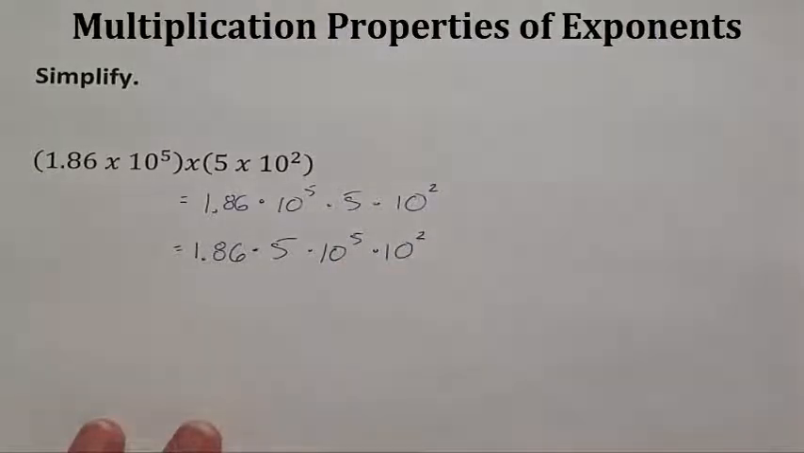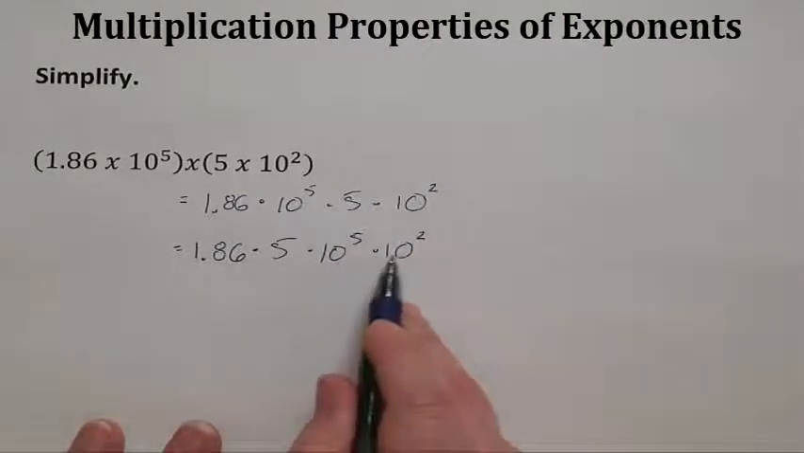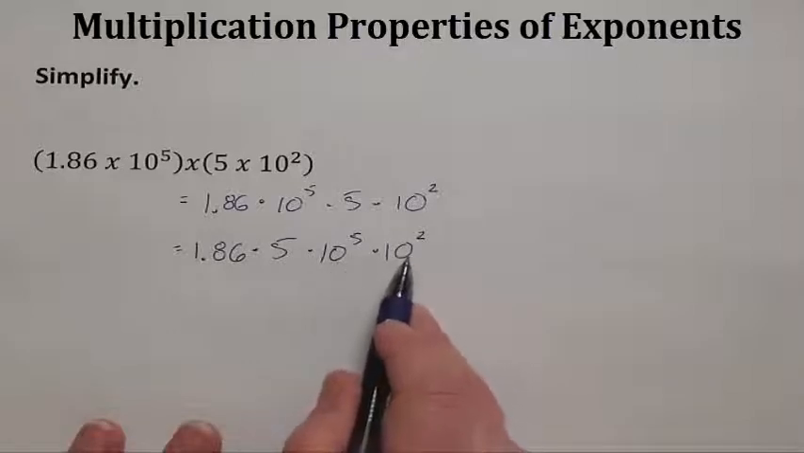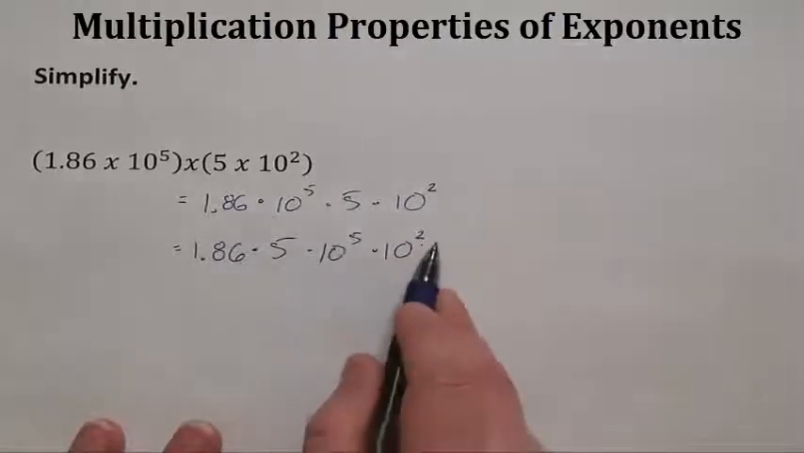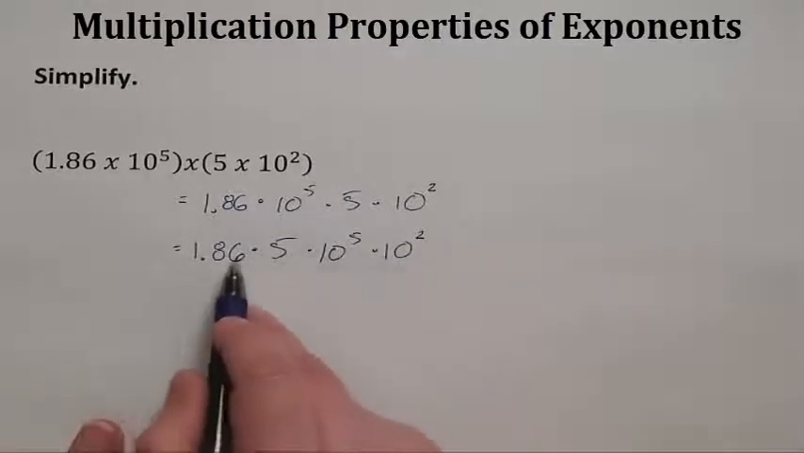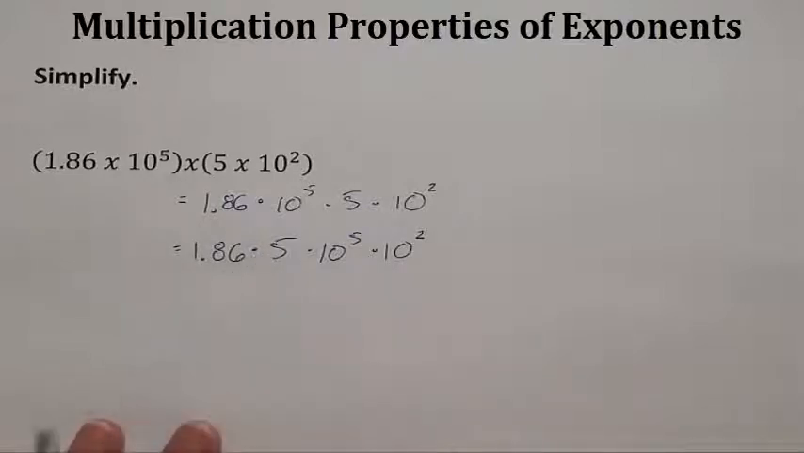So how are we going to solve this problem? Well, in our rule, we know how to multiply when we have the same bases multiplied together. We know how to do this. That's the rule we've been doing. This is just a decimal multiplied by a 5.